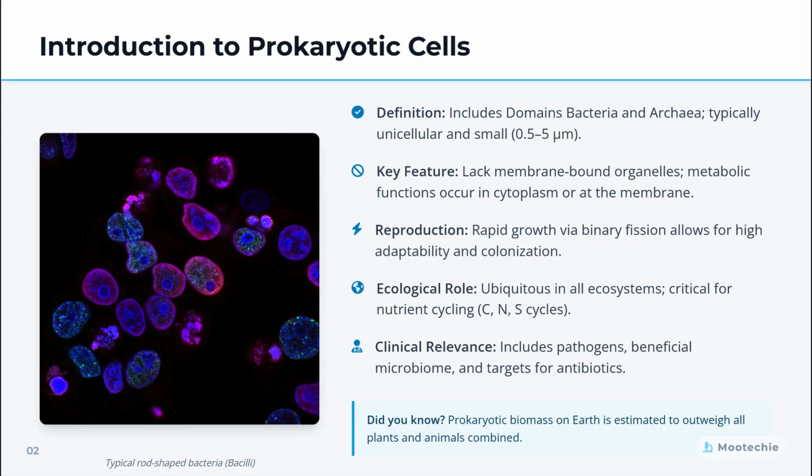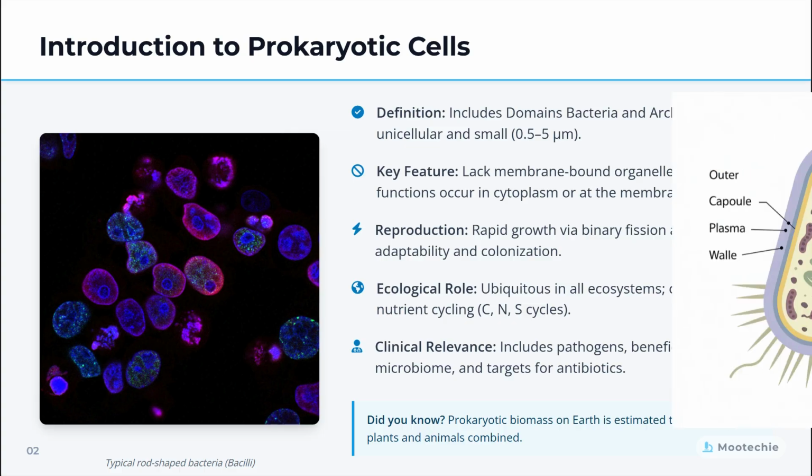Clinical relevance: this group includes pathogens, beneficial microbiome members, and targets for antibiotics, so they are central to both disease and health. Did you know? Prokaryotic biomass on Earth is estimated to outweigh all plants and animals combined. This surprising fact highlights just how abundant these tiny organisms are.